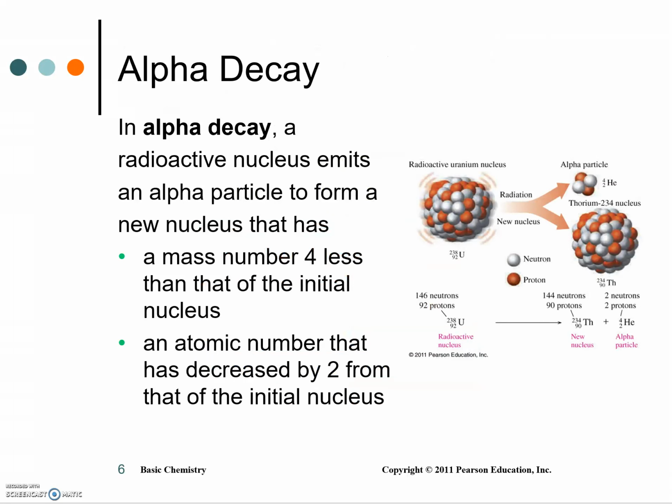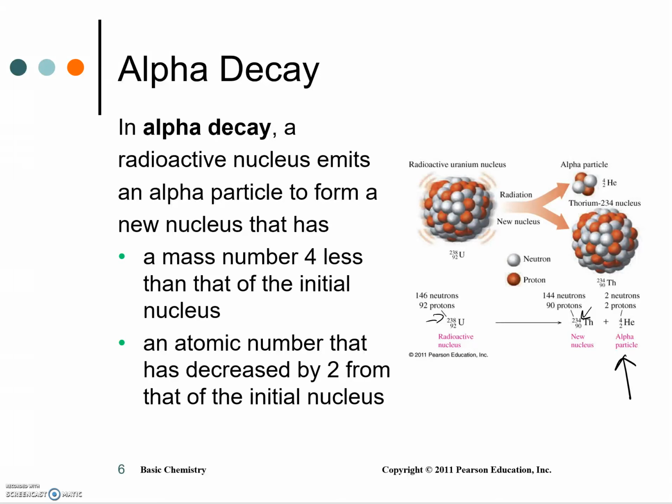Alpha decay is going to emit an alpha particle. So you can see that right here. It's the same as the example we just saw. And so the mass number is going to be 4 less than what it started. So if you look at the example here on the right, you start out with a mass number of 238 and you end up with a mass number of 234. There's your change of mass.